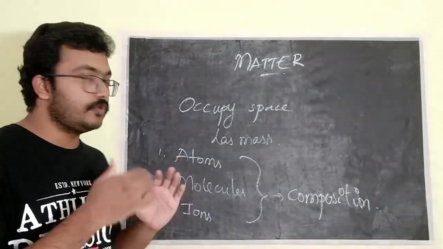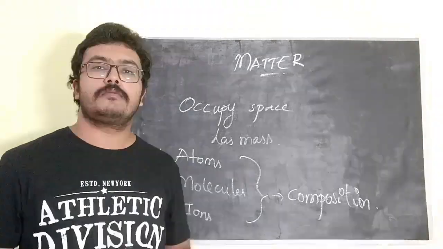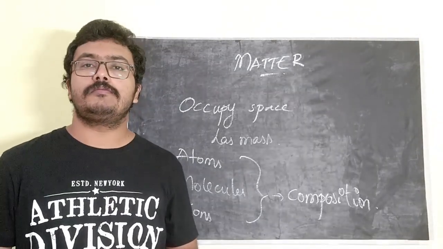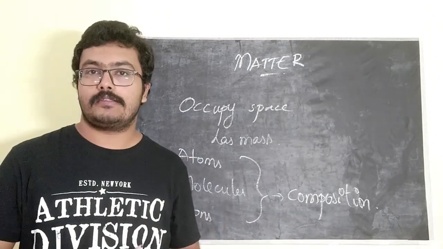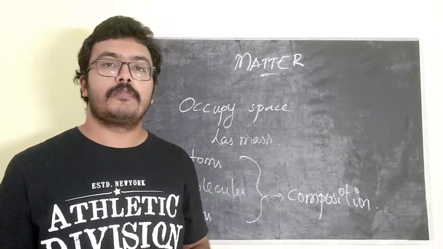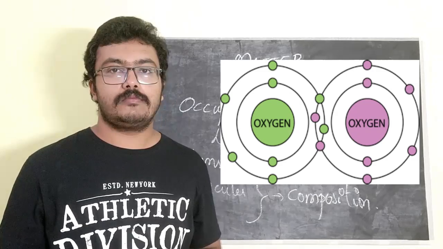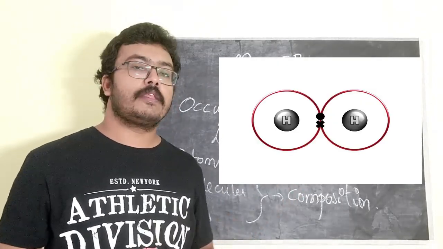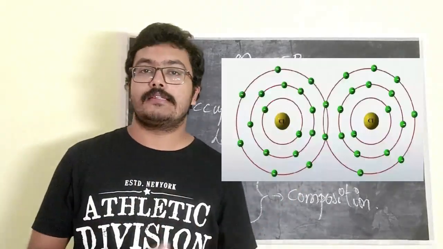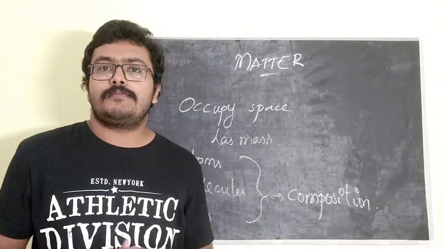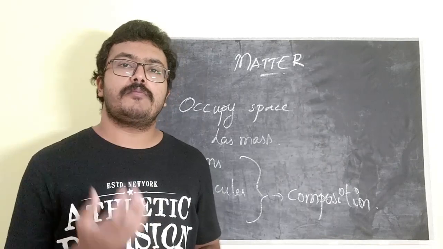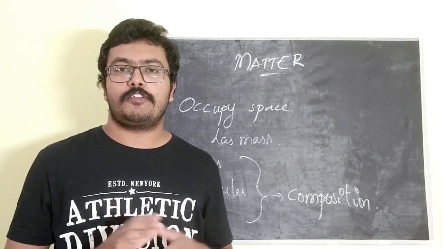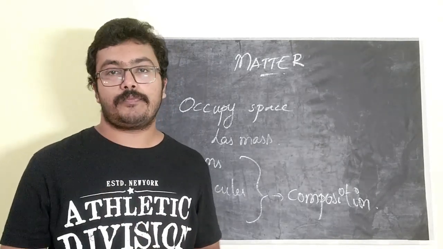Now when we look into molecules, what are molecules? A molecule is the smallest particle that makes up a substance. For example, O2, H2, Cl2, etc. In a simple way, we can say when two or more atoms combine together, they form a molecule. So that's a simple definition of molecule.